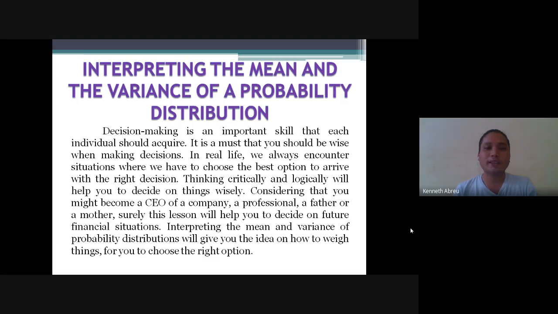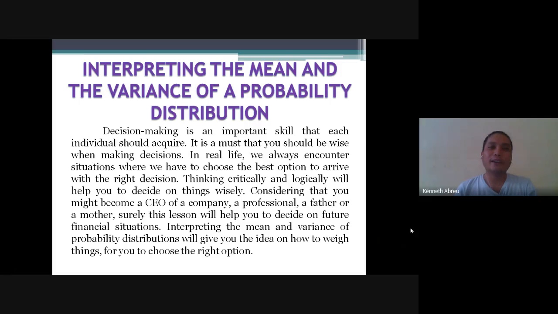So decision making is an important skill that each individual should acquire. It is a must that you should be wise when making decisions. In real life, we can always encounter situations where we have to choose the best option to arrive at the right decision. Thinking critically and logically will help you decide wisely, considering that you might become a CEO of a company, a professional, a father or a mother. Surely these lessons will help you decide on future financial situations. Interpreting the mean and the variance of the probability distributions will give you the idea on how to weigh things for you to choose the right options.